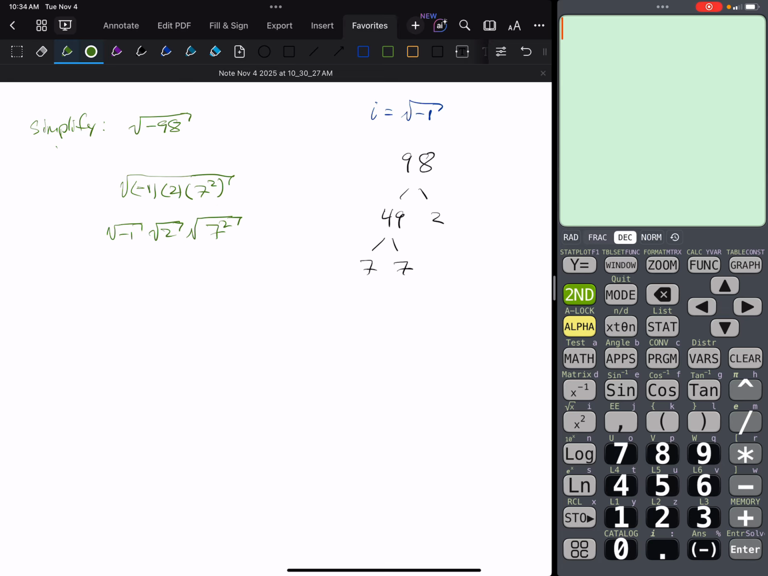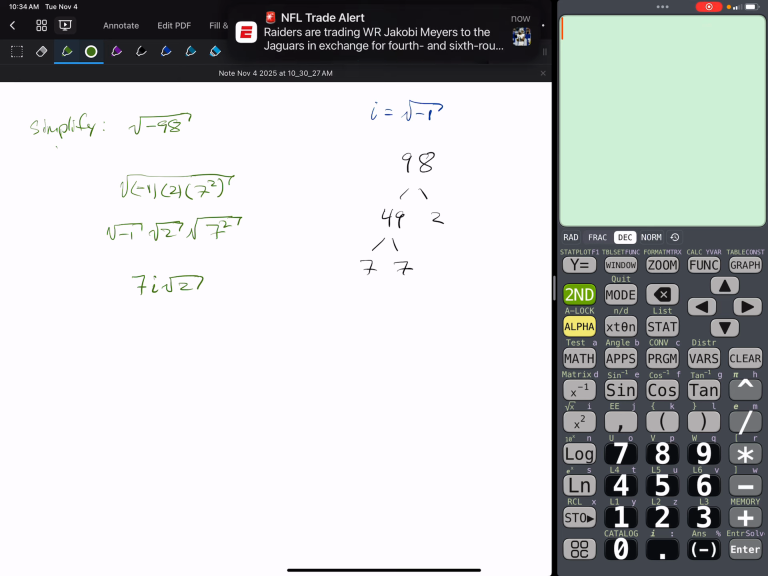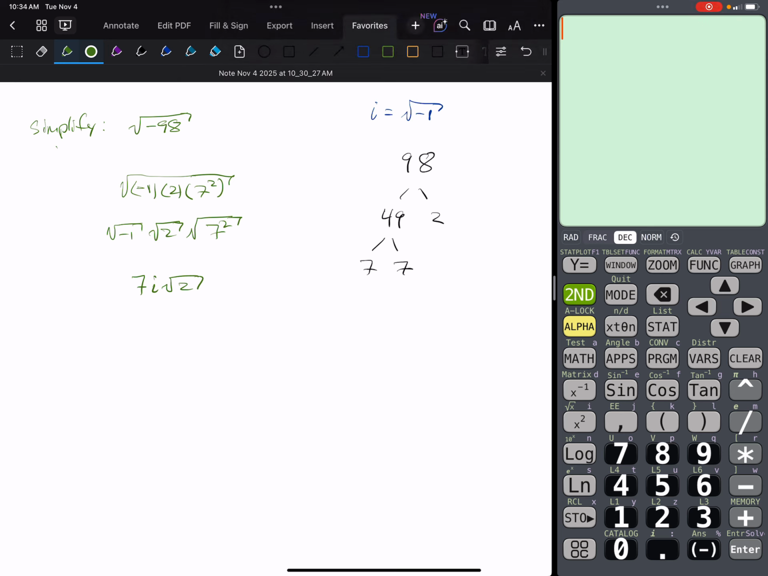And so the way I'm going to rewrite this all final and nice is I'm going to write this as 7i square roots of 2. There's no rule saying you have to write it that way. There's no rule saying we have to write it that way, but we typically put the integer portion to the left of our complex number, the complex number in the middle, and then the irrational or the leftover square root to the right of the i. Makes it easier to read that way.